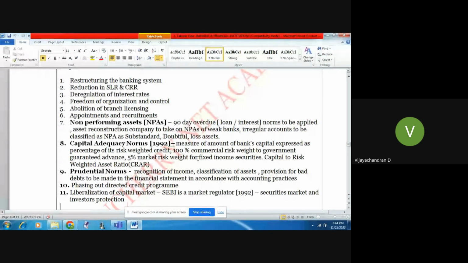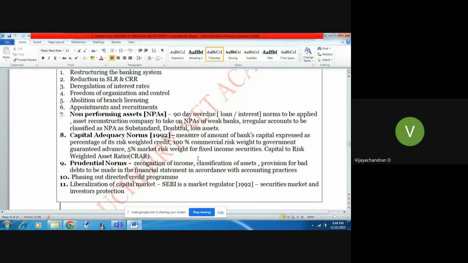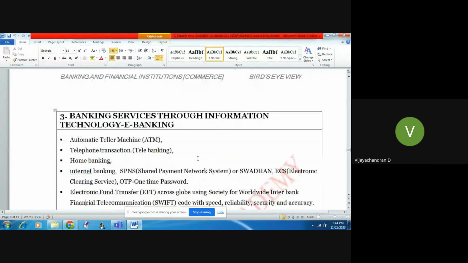Capital adequacy norms: I told you, Basel level. What is the minimum capital maintained by the bank? So these are the norms fixed by the committee.